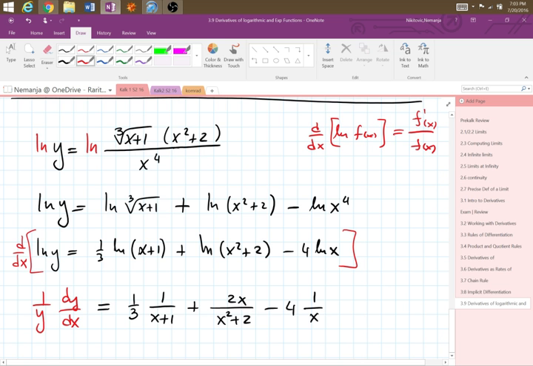Derivative, see x + 1, copy it down. Derivative of x is 1, derivative of plus 1 is 0. Move to the next one. x squared + 2, copy it in the bottom. Derivative of x squared is 2x. Copy x on the bottom. Derivative of x is 1.